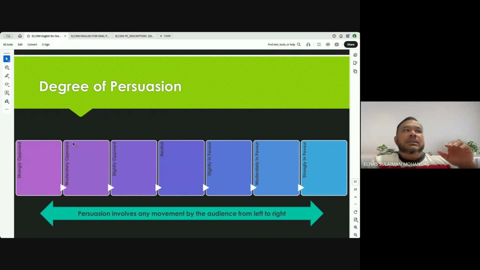Tapi masa kejadian when you deliver your speech, you don't need to ask this to your audience. Tak perlu pun. This is just part of your practice. Just to see if you have that hidden, undiscovered talent where you can actually persuade people. Who knows? Yeah. Right. So any questions so far?